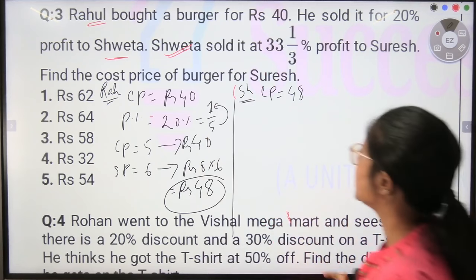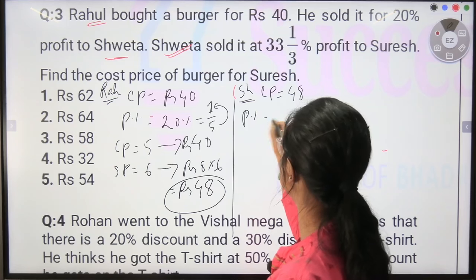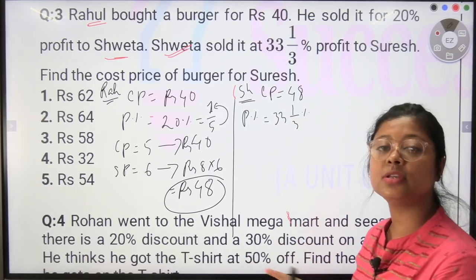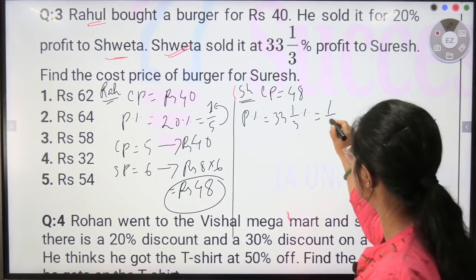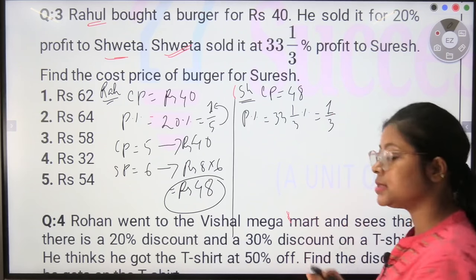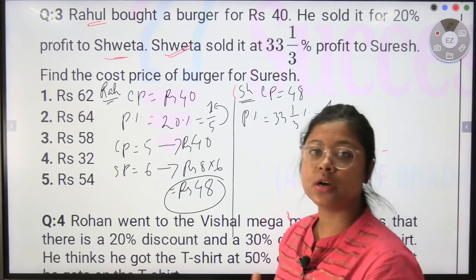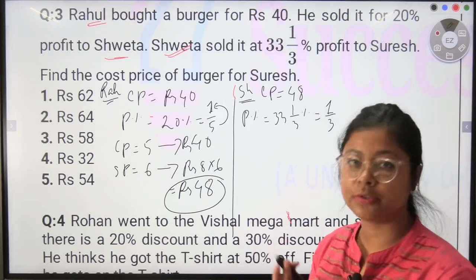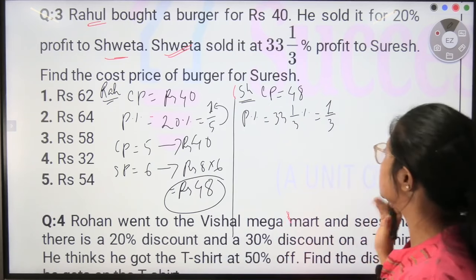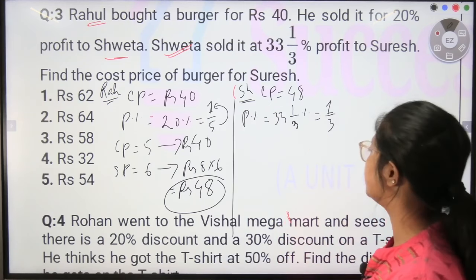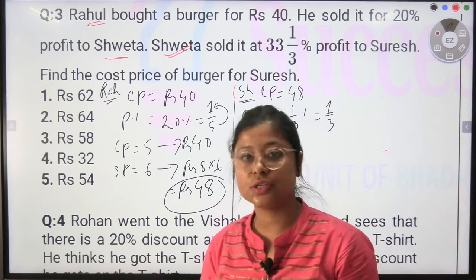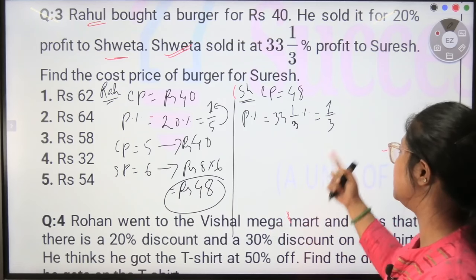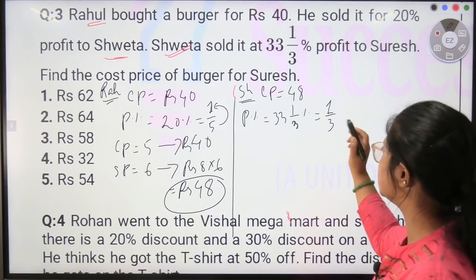33 1/3% profit to Suresh. I know that the profit percentage is 33 1/3%, and the fractional value for 33 1/3% is 1/3. You should memorize this percentage to fraction conversion table very well. It is very important. I have already told you in my previous session. So profit percentage is 33 1/3%, which means the fractional value is 1/3.